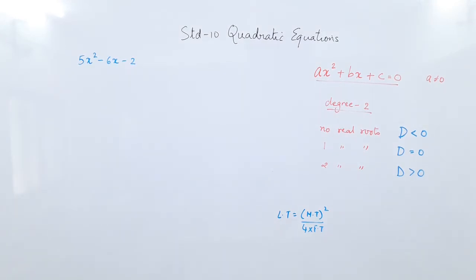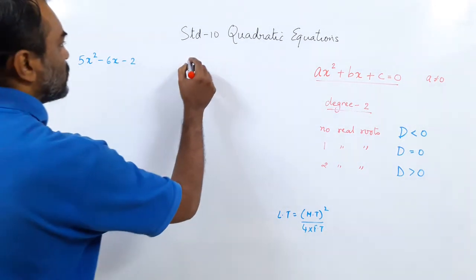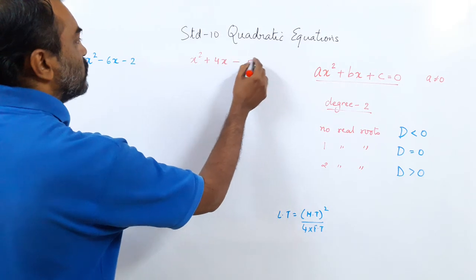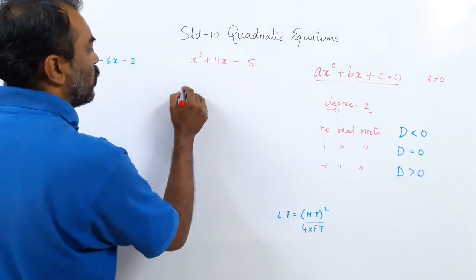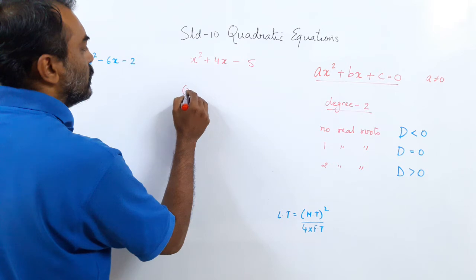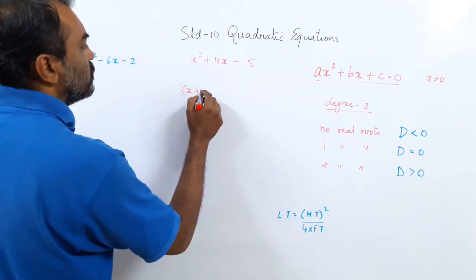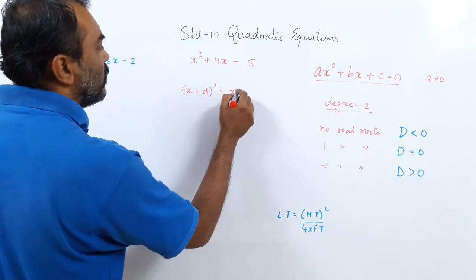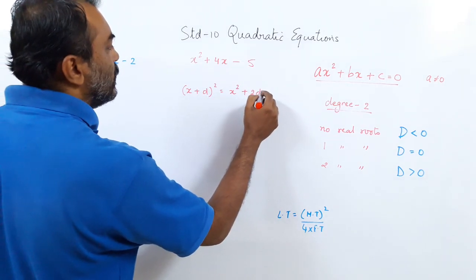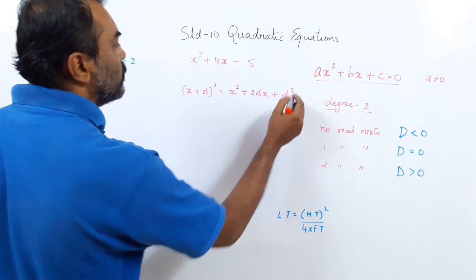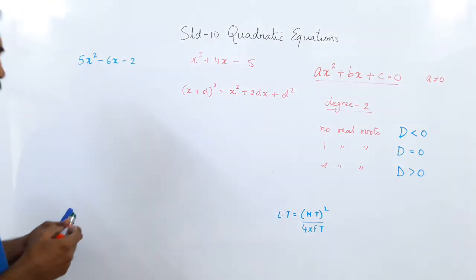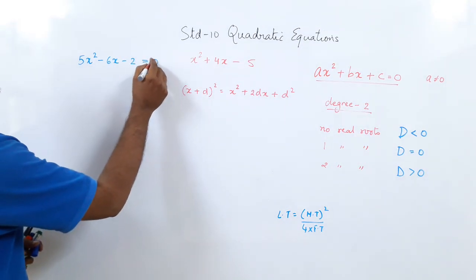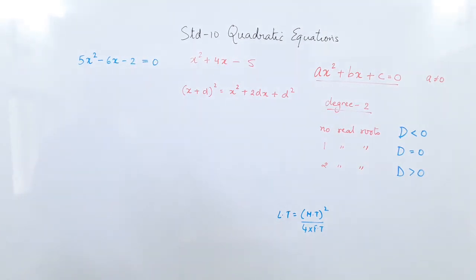Now I have put one more sum on the board and let me compare it to the previous sum. x square plus 4x minus 5 was my sum. Now you saw what we did here. If you do x plus d the whole square, we get x square plus 2dx plus d square. We have to find the last term. But now look at this equation. You will see there is a small change in this equation.